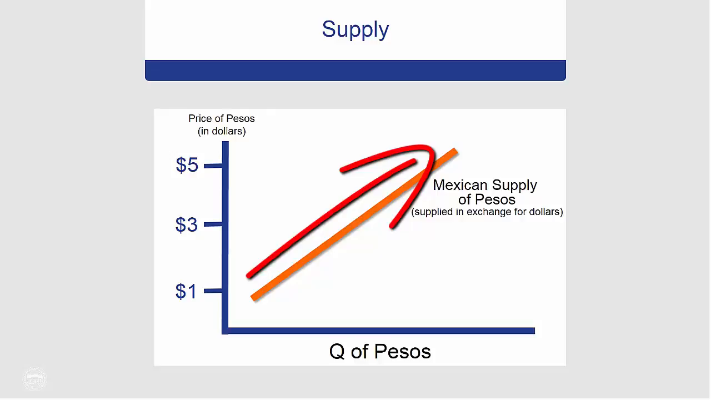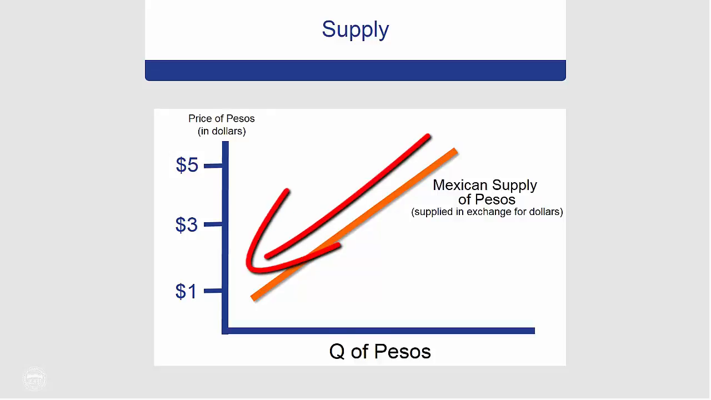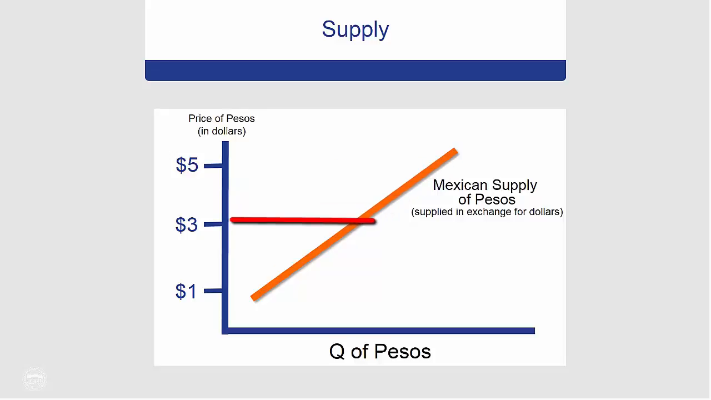At a lower exchange rate, when the value of the peso is low, individuals and firms from Mexico supply fewer pesos to be traded for dollars. Their pesos buy fewer dollars. This also implies that Mexicans will buy fewer goods and services from the U.S. More pesos are supplied at $5 than at $1.